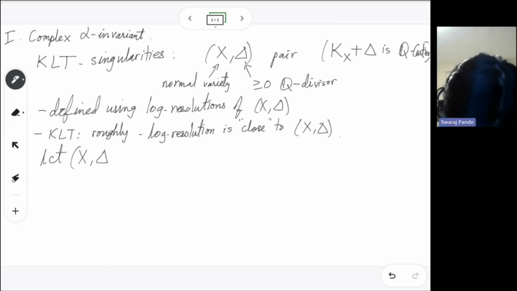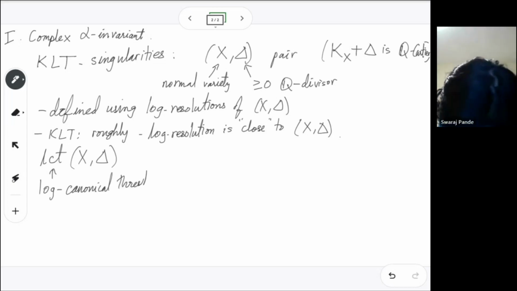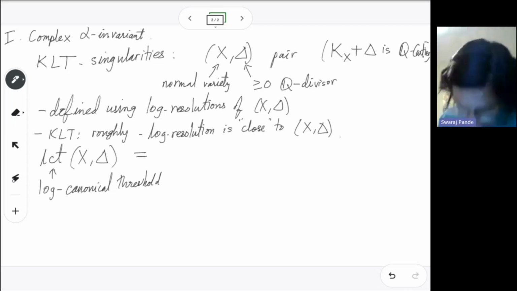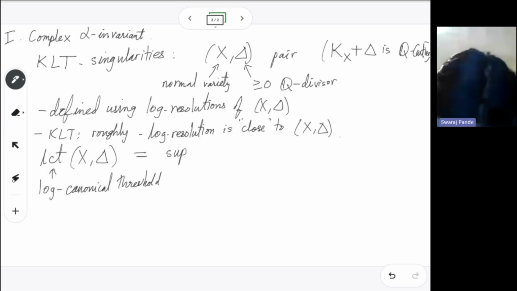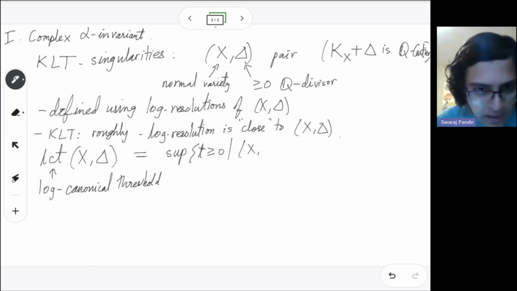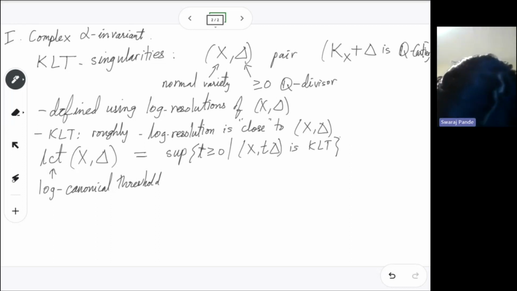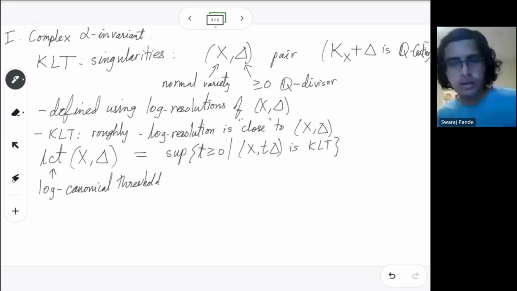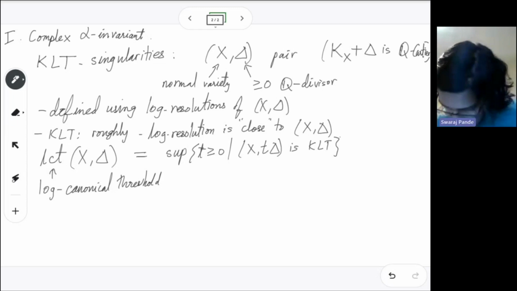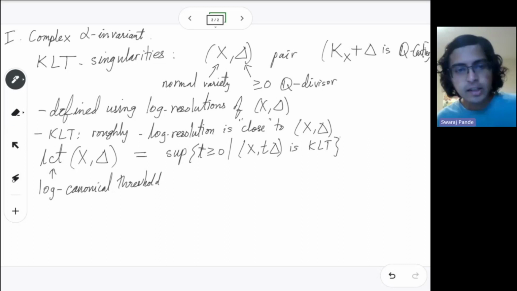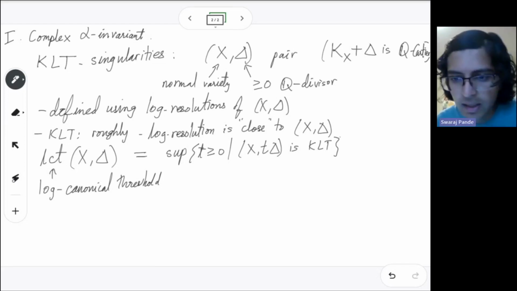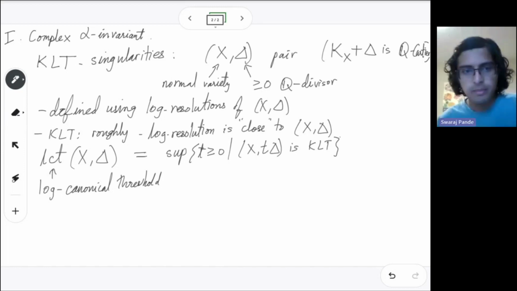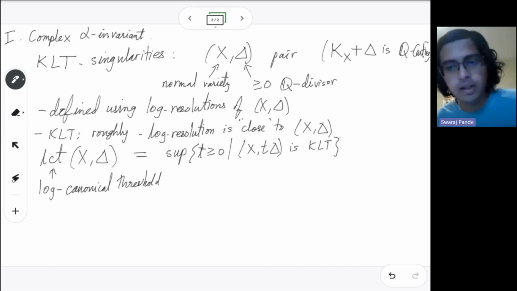The other invariant I want to talk about is the log canonical threshold, LCT. For a pair, the log canonical threshold is a numerical invariant, which is the supremum of all non-negative rational numbers t such that (X, tΔ) is KLT. So it's just measuring how far Δ itself is from being KLT. If the log canonical threshold is strictly bigger than 1, then (X, Δ) is KLT. But if it's smaller than 1, then it's not KLT. But if you put a smaller coefficient, it becomes KLT.